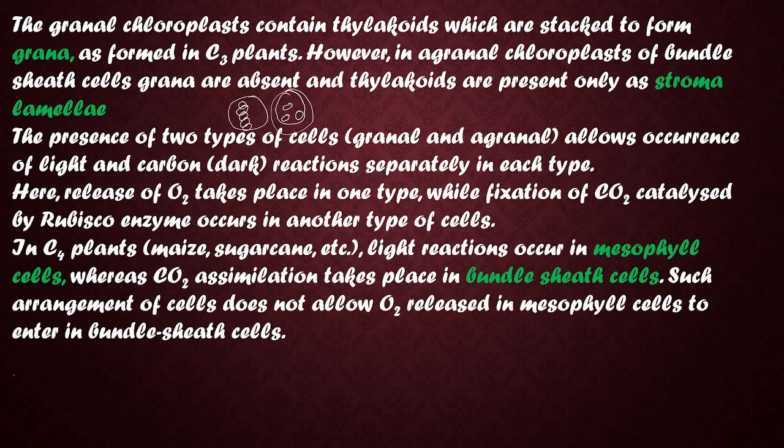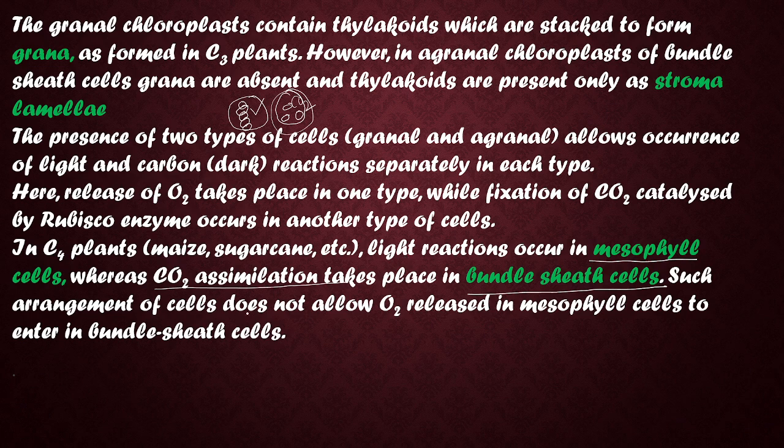In order to conduct it like this, a division of labor occurs between the mesophyll cell and the bundle sheath cell. Release of oxygen takes place in one type, the mesophyll cell, whereas CO2 fixation catalyzed by the Rubisco enzyme occurs in the other type of cell. In C4 plants such as maize and sugarcane, the light reaction takes place in mesophyll cells, whereas carbon dioxide assimilation takes place in bundle sheath cells.